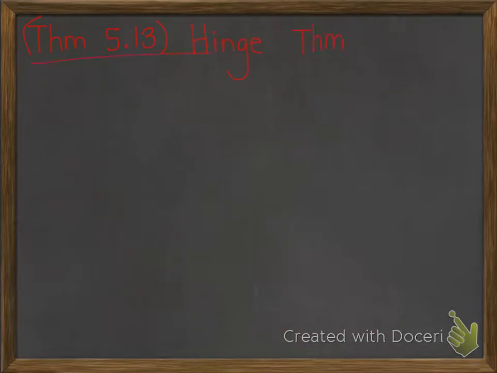All right, here's our next theorem. This is our hinge theorem. Alright, all this is going to say is if I have 2 sides of a triangle that are congruent to 2 sides of another triangle, then my larger side is going to be across from my larger angle.